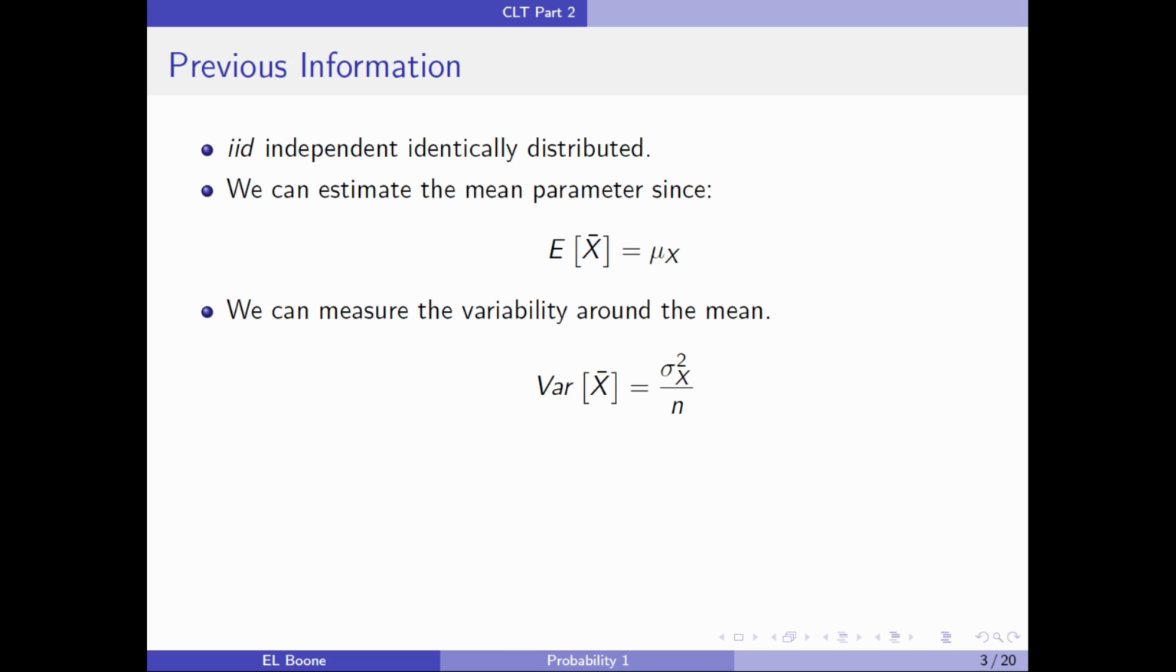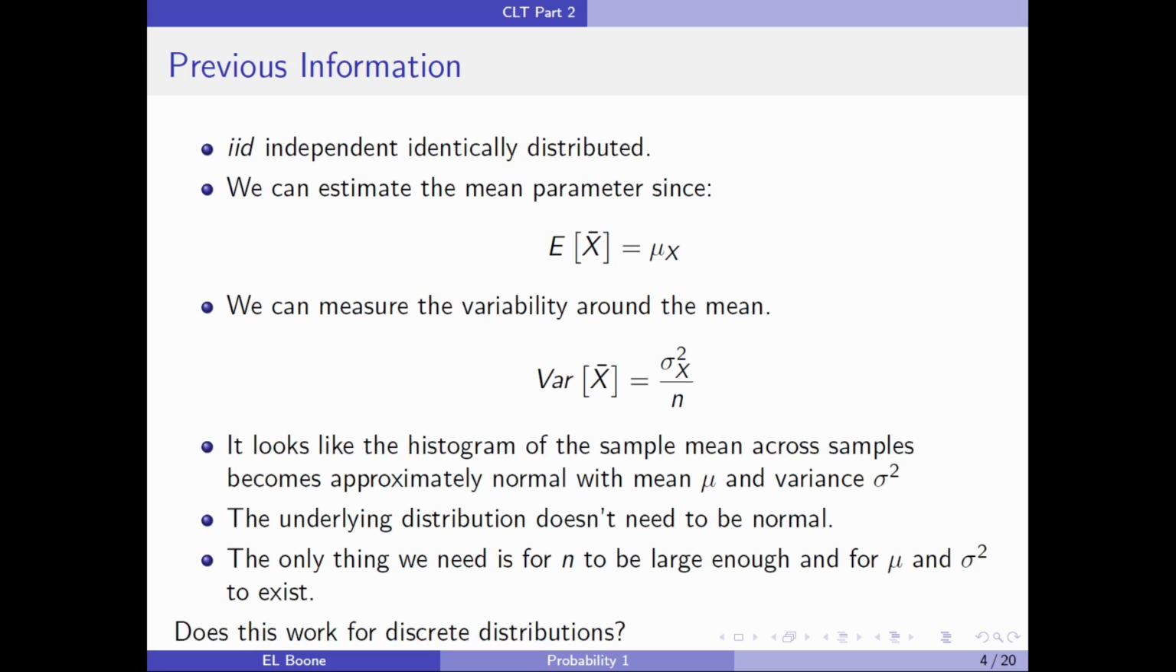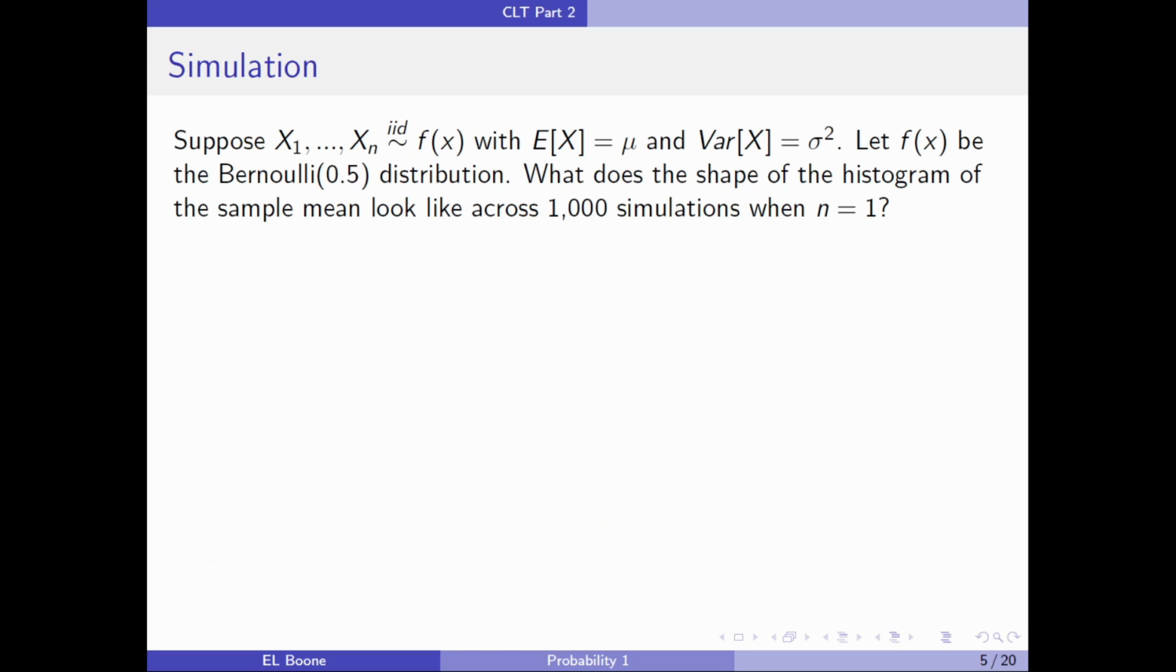All right, so we found out that the expected value of x bar is equal to the mean mu of the population, by the way. And we can measure the variability around the mean using the variance of x bar, which is sigma squared over n. Now, from last time, it looked like the histogram of the sample mean across samples becomes approximately normal with mean mu and variance sigma squared over n. But the underlying distribution doesn't need to be normal. The only thing we need is for n to be large enough, and for mu and sigma squared to exist. And our question we left off with is, does this work for discrete distributions?